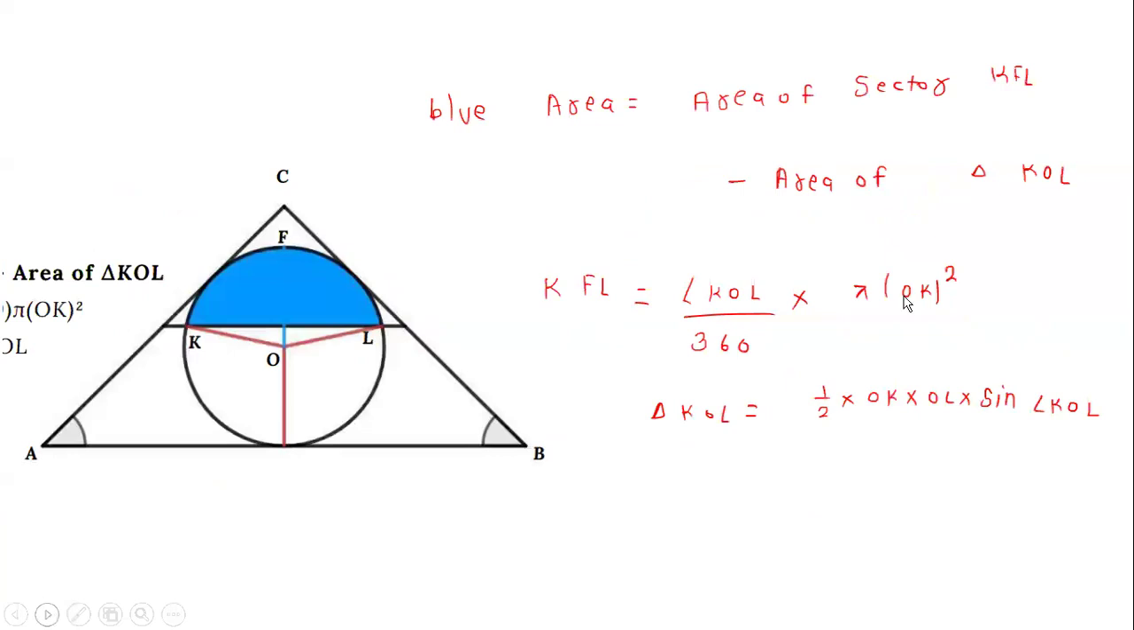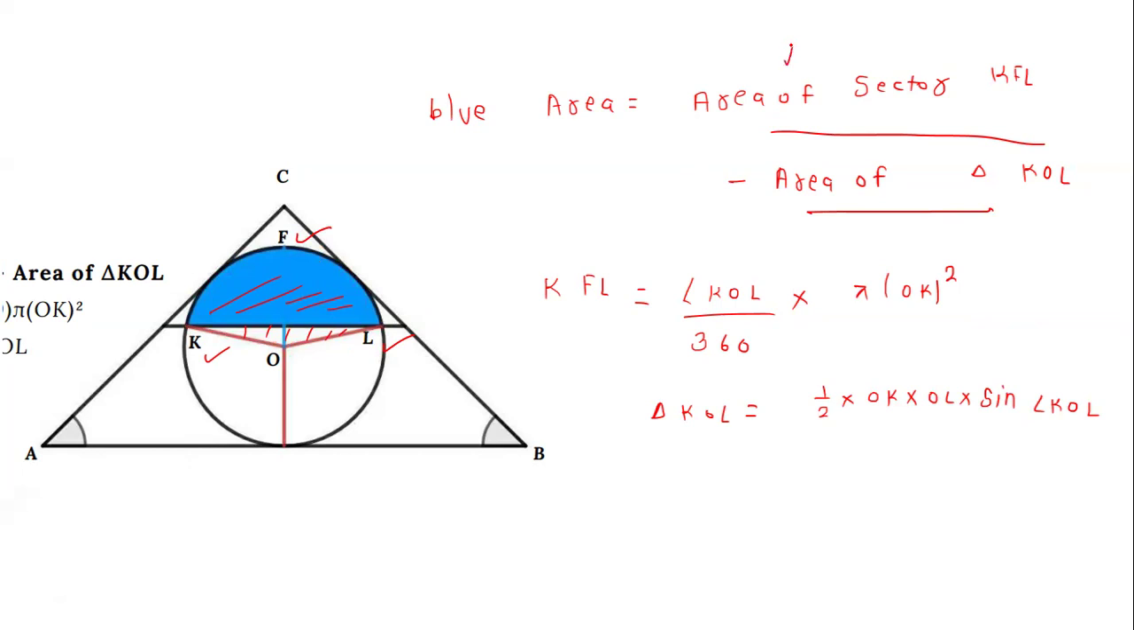So you see this figure. In this figure, we have to find the area of this blue region. So how we can write the blue region area in terms of the other parts area? So you see this whole area is the area of the sector KFL. So this is the sector KFL of this circle. So this area minus, if I do this triangle area, then I can get this blue region area. So this is the strategy.